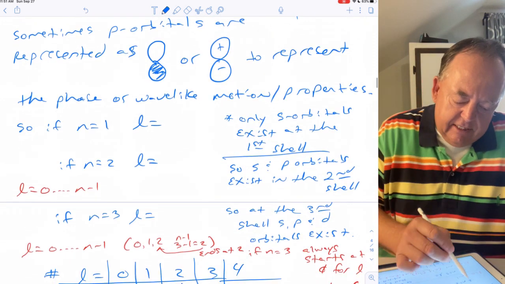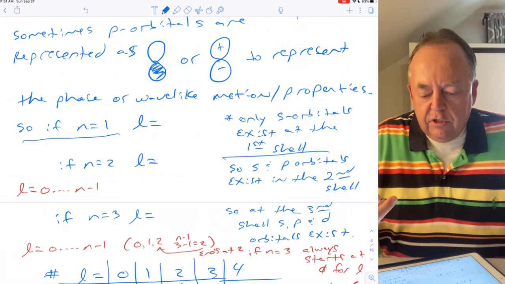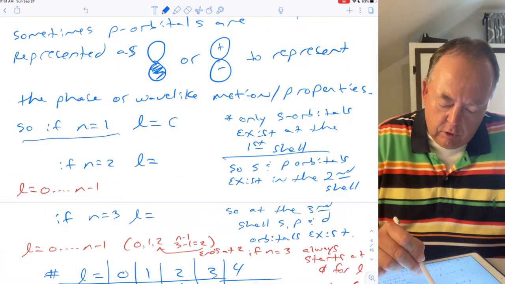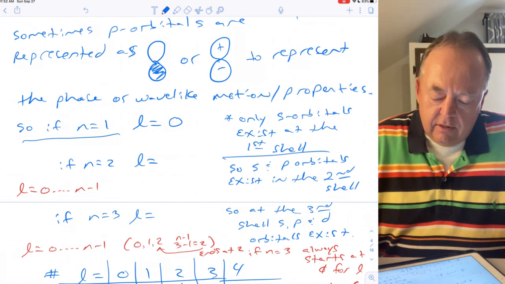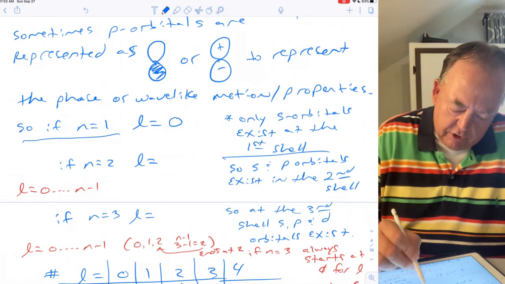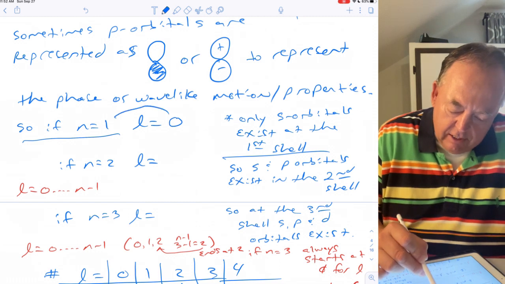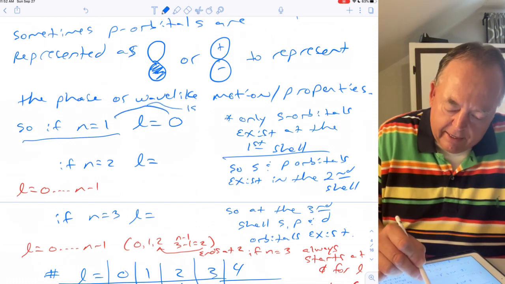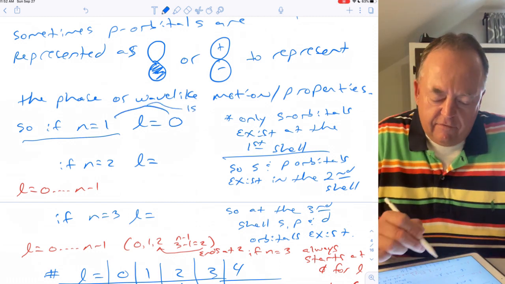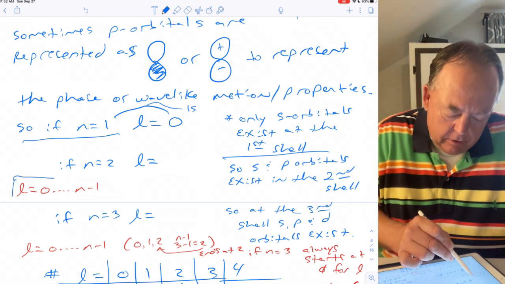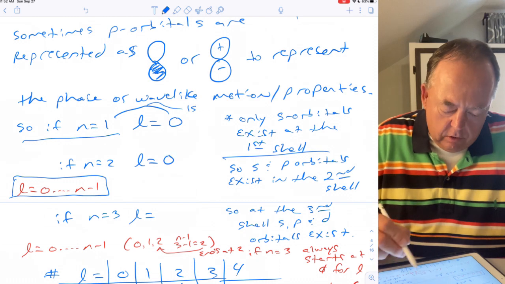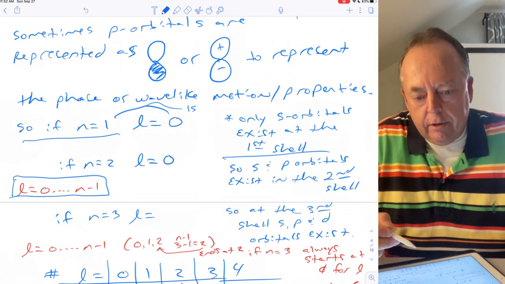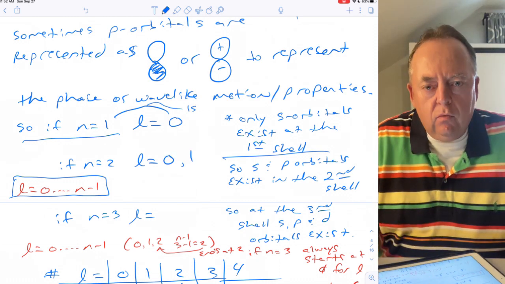Okay, so if n is 1, so if we're at the first shell, then L can only be 0. So you can only have an s orbital at the first shell. Put these two together, and this will be what's called a 1s orbital. But if n is 2, keep in mind L can be 0 to n-1, so you always start at 0, and then if n is 2, 2 minus 1 is 1, so L could also be 1.